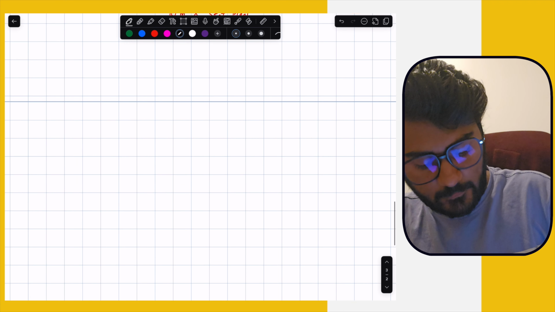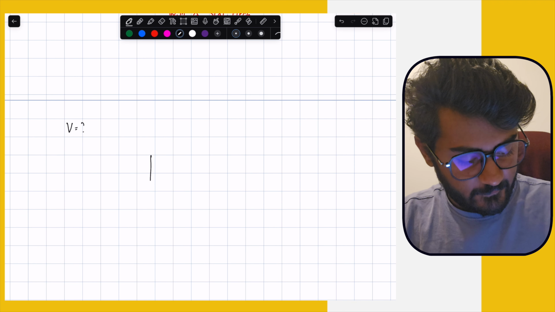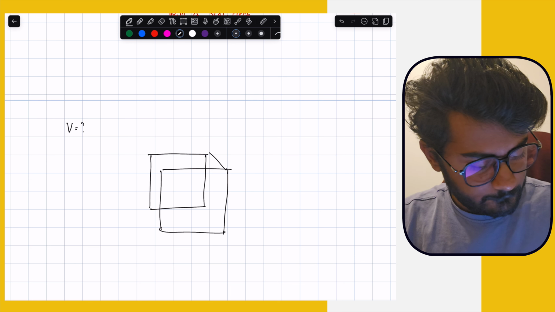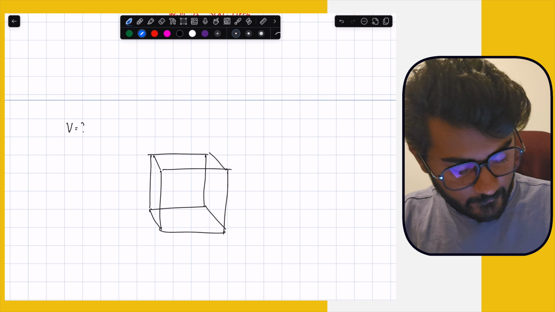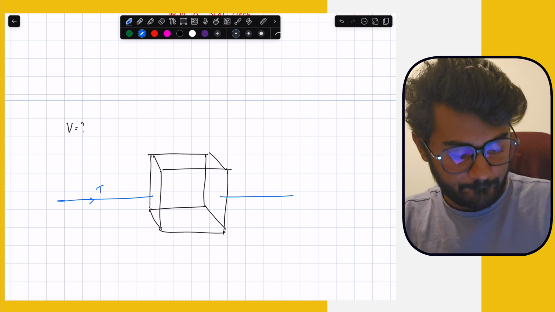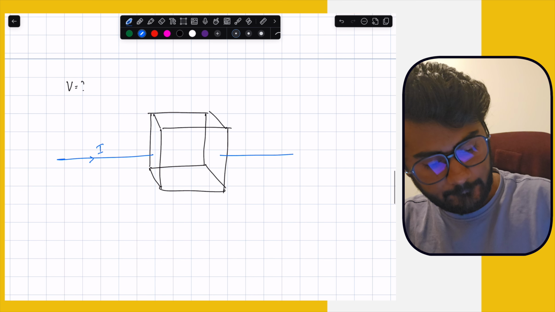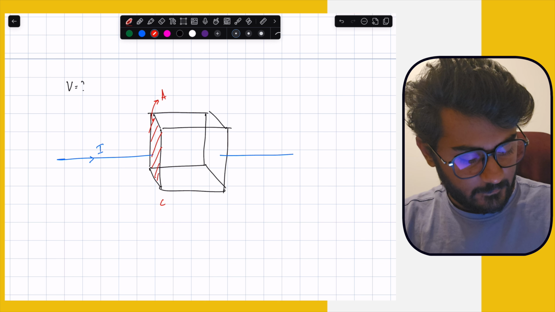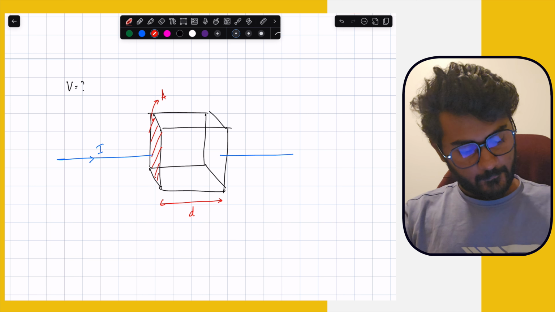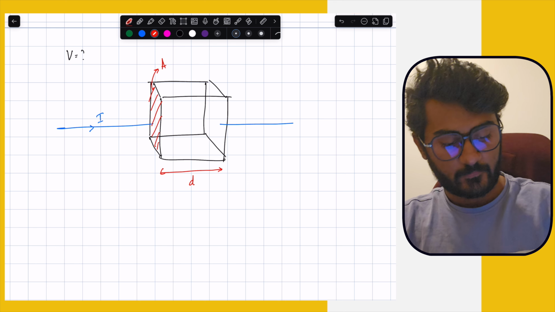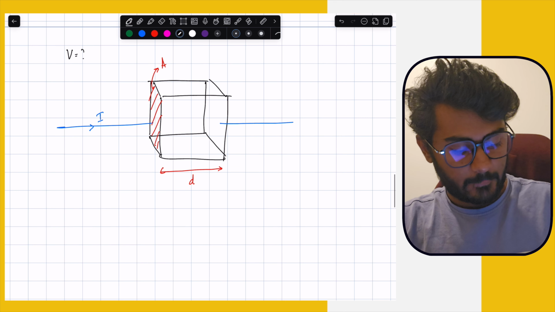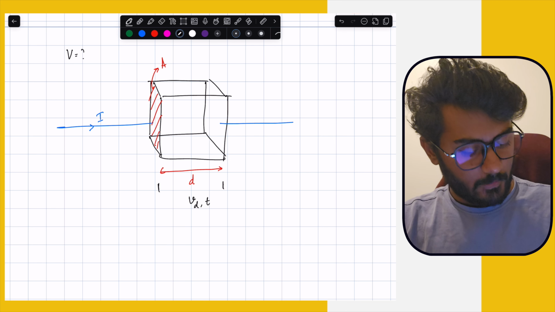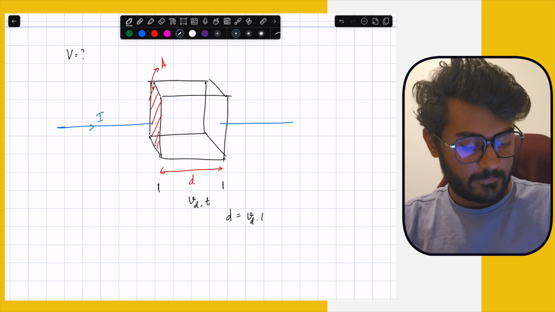Next, we have to find the volume. So we have this block of semiconductor. Let's assume the current is flowing in this direction. The volume is given by this area of cross section multiplied by this distance, right? So what is this distance? Say we know the velocity at which these carriers move from this point to this point. It is Vd, and they take time t, and this distance is just given by Vd into t.